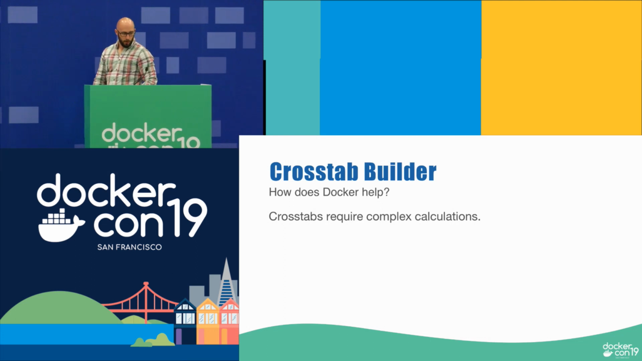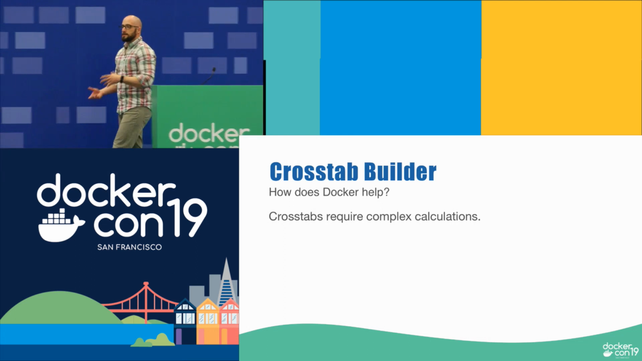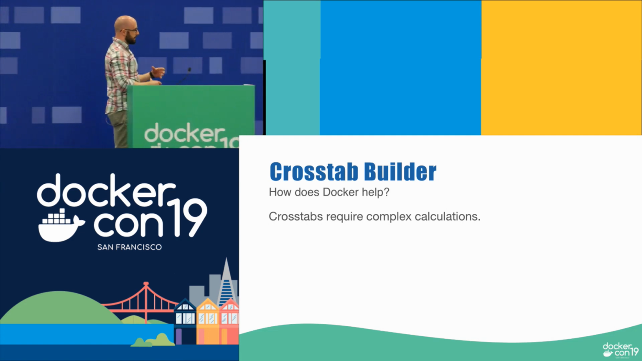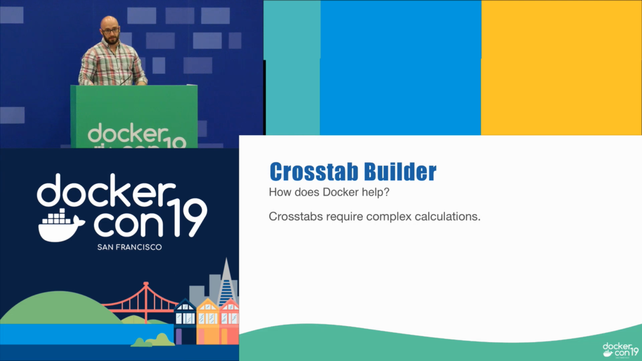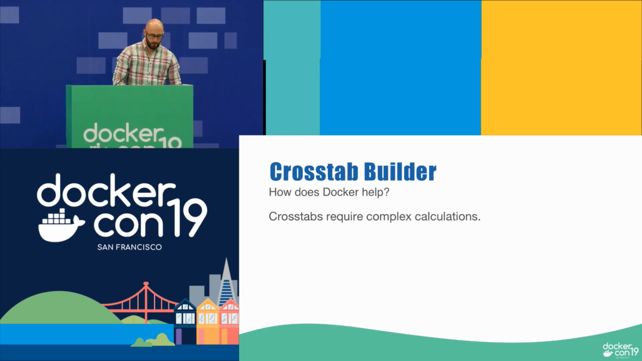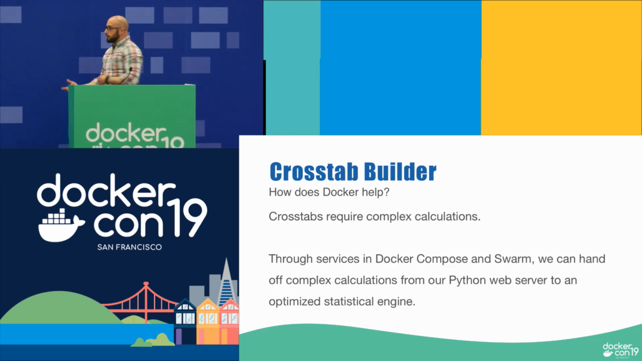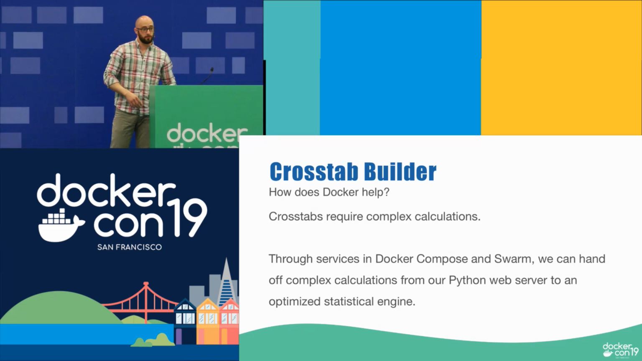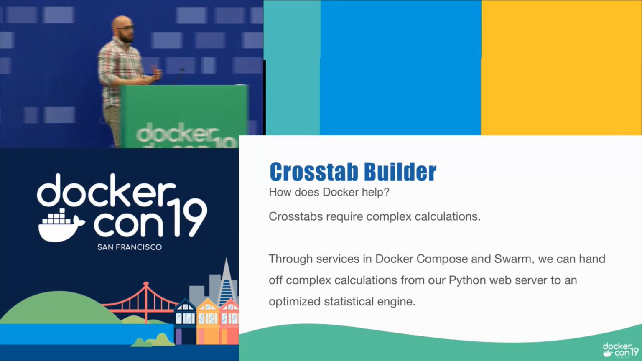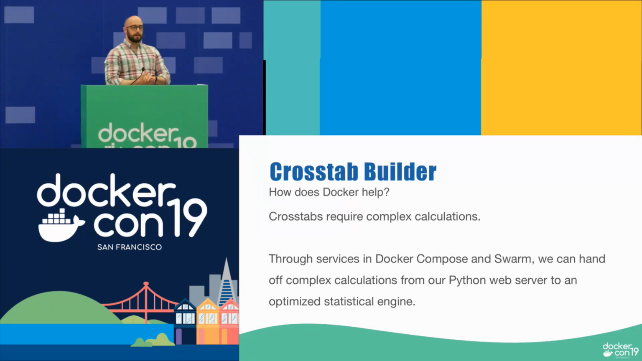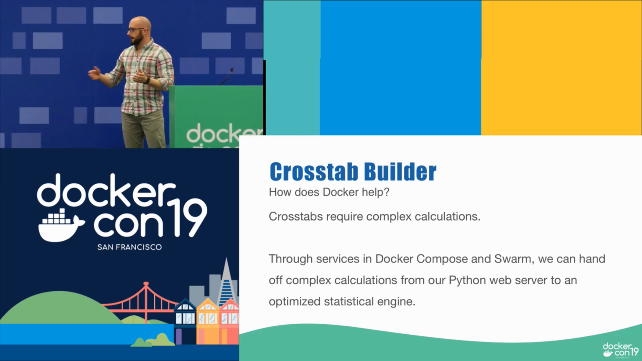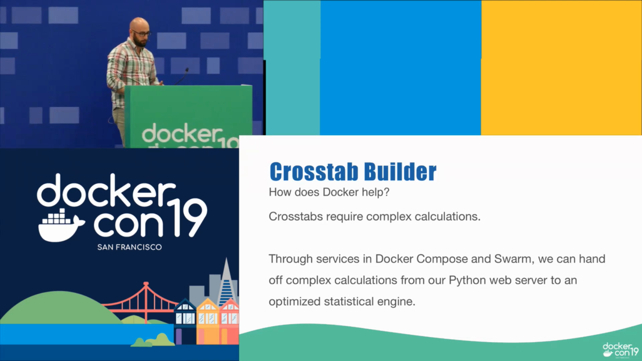So how does Docker help? Well, the surveys have a really complex weighting scheme. It's very difficult. It requires a methodology called Taylor series estimation, which is really complicated math. Through Docker, we're able to build a service that is optimized for these Taylor series estimations. So we have one dedicated service whose whole job is this Taylor series estimation. And then we can have our web service and our front-end service just run and pass data back and forth through a RESTful API.